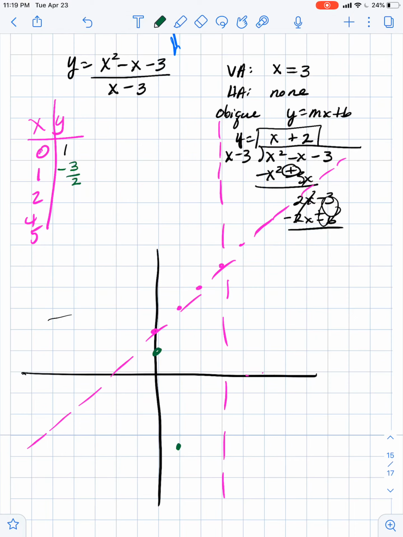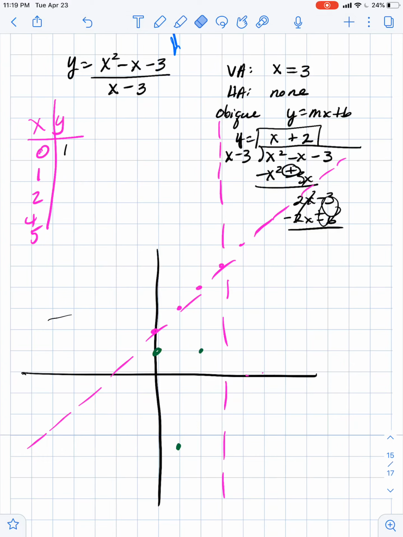Let's try 2 real quick. Make sure we've calculated this because it's kind of looking funky. Make sure we did this right. 4 minus 2 minus 3, 2 minus 3. That would be negative 1 over negative 1, which is 1. So at 2, I'm at 1. Let me double check my work because I feel like I've done something wrong on the last one. Did you guys get what I got?